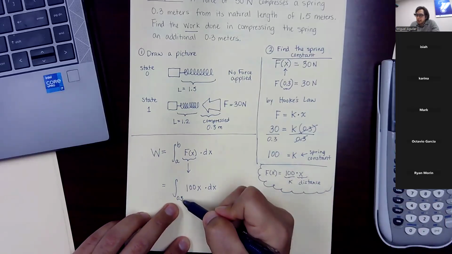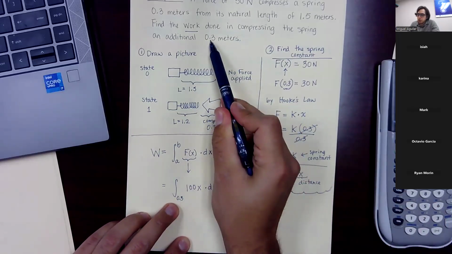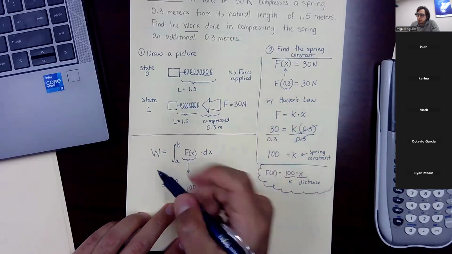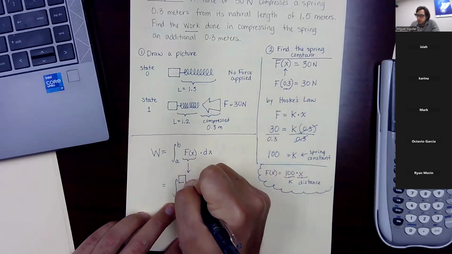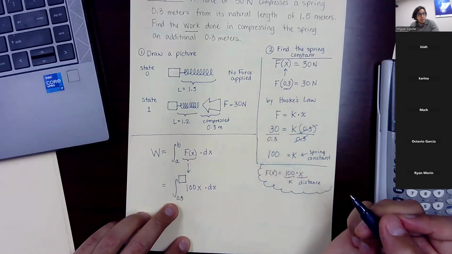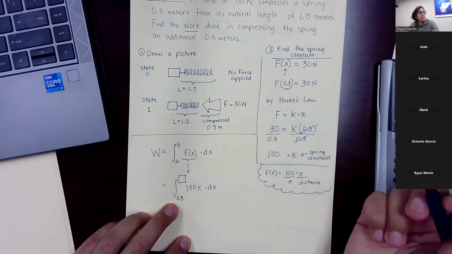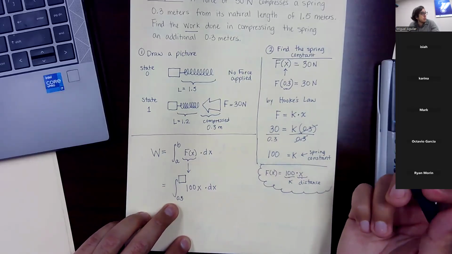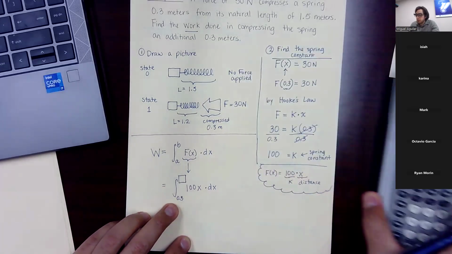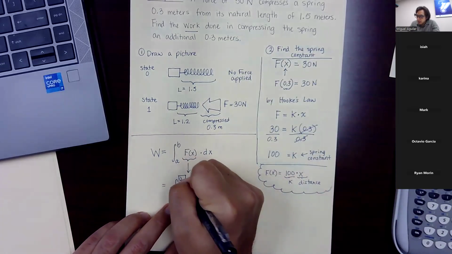And so if we want to get an additional 0.3 meters of compression, what would this upper limit of integration be? Or how would we find that? By adding that additional 0.3, right? So that's just 0.3 plus 0.3, which is going to be 0.6.